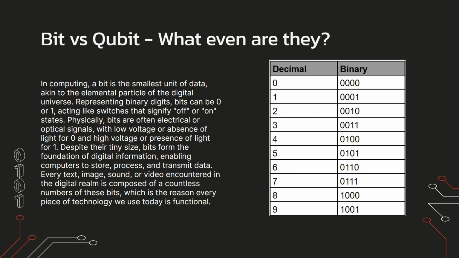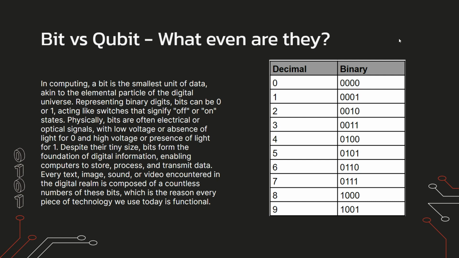Despite their tiny size, bits form the foundation of digital information, enabling computers to store, process, and transmit data. Every text, image, sound, or video encountered in the digital realm is composed of a countless number of these bits, which is the reason every piece of technology we use today is functional.